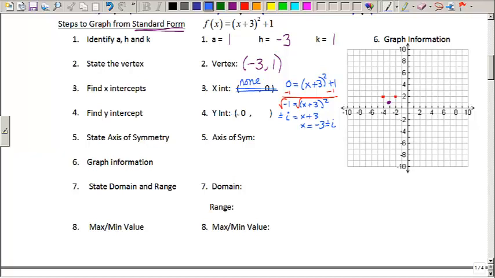To get my y-intercept, I'm setting x equal to 0. So when I try to find x is equal to 0, I'm really just finding f of 0, which is 0 plus 3 squared plus 1. 3 squared is 9, 9 plus 1 is 10. So I found another point, 0, comma 10.